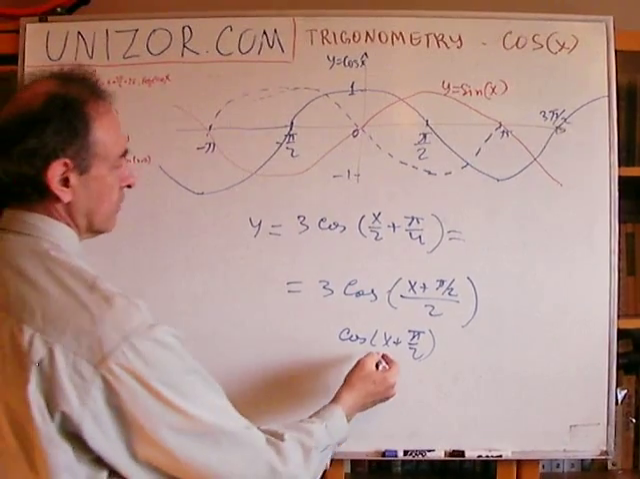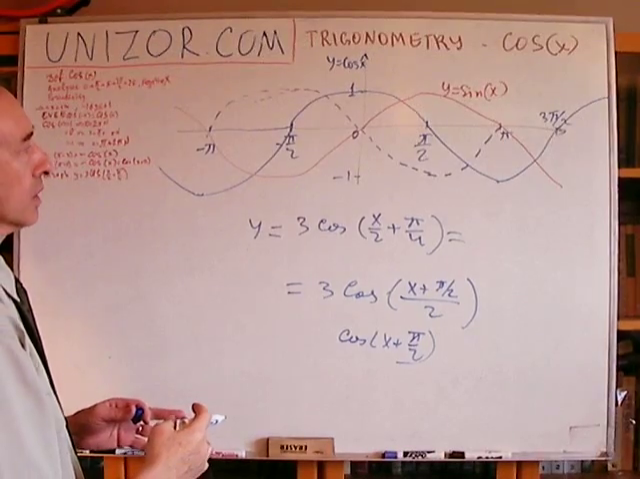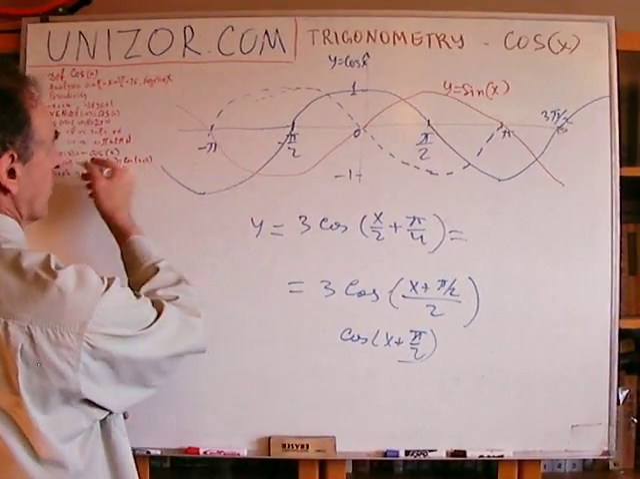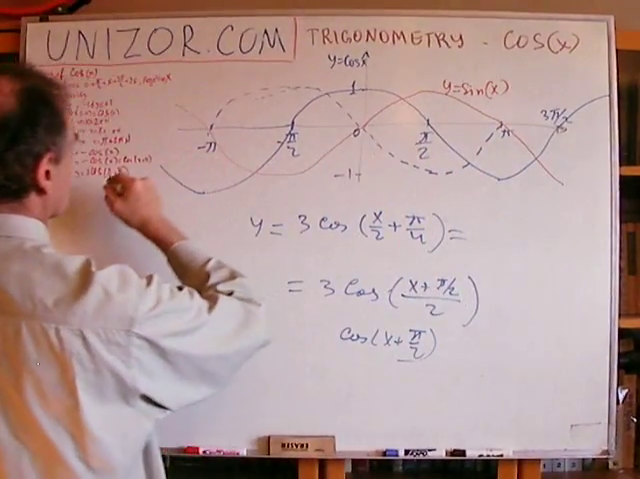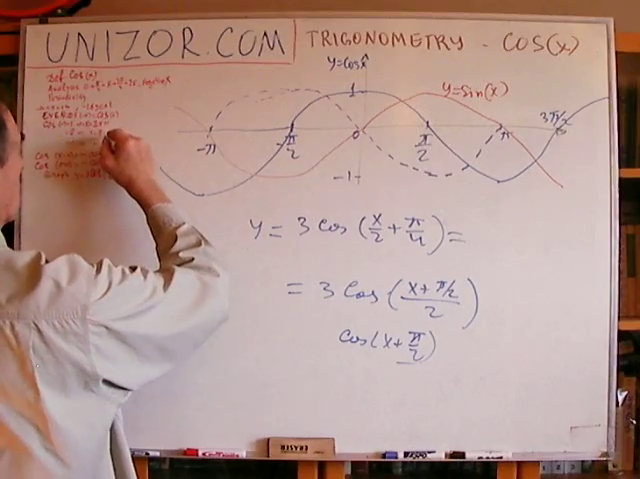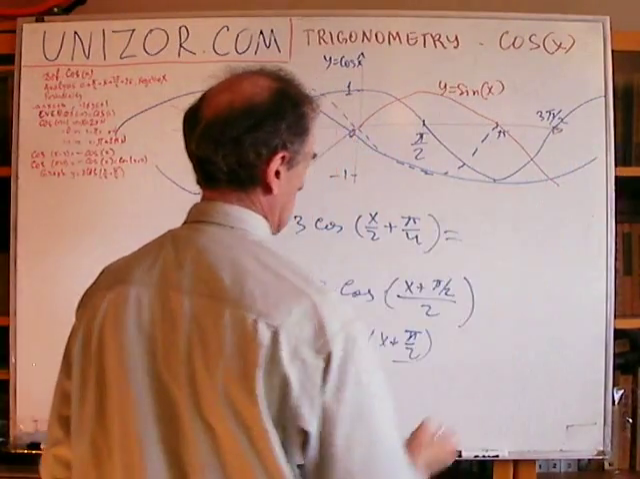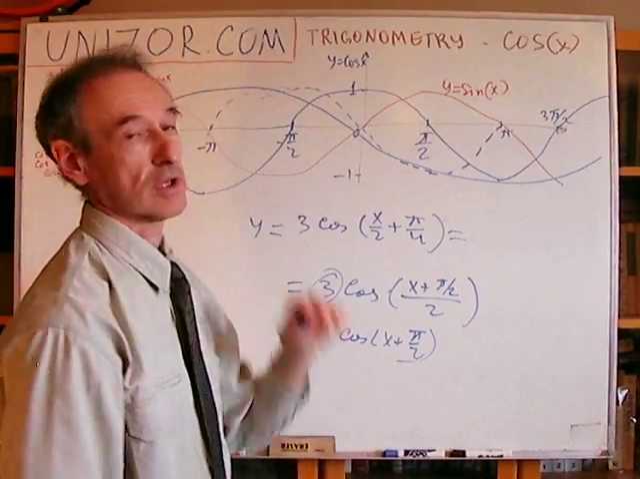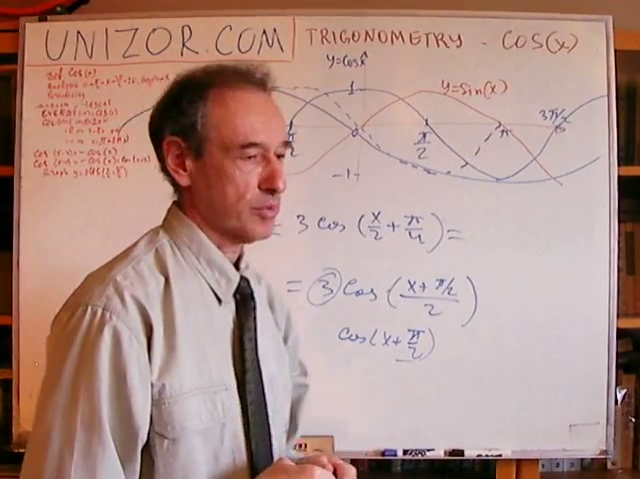Then you have to divide the argument by 2, which means the whole graph would stretch by a factor of 2. So it would go from minus 2 pi to plus 2 pi. More waves would be like this. And then you have to multiply it by 3, which means it will stretch vertically by a factor of 3. So that's how you manipulate it.